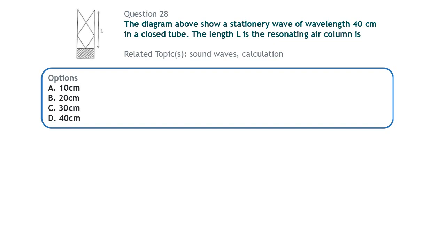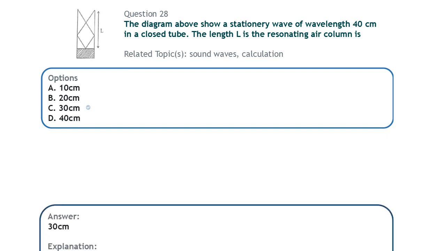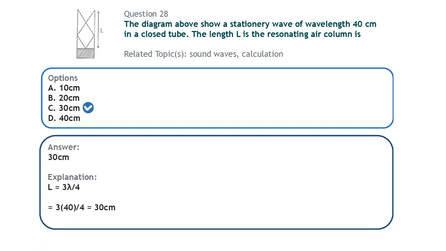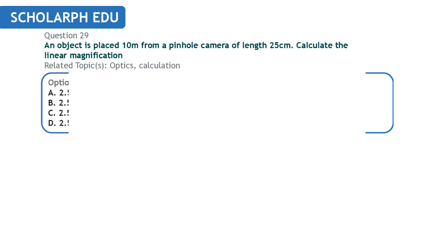Since we have 3 of these, it is 3 times the length of each of them, which is 1 over 4 lambda. I hope this is understood. The length of this alone is 1 over 4, and we have 3 of it here. This is 1, 2, 3. So the length is going to be 3 times 1 over 4, so L is equal to 3 lambda over 4. This lambda here means the wavelength, and the wavelength in the question they gave us is 40 centimeter. So this will just be 3 times 40, that's 120, divided by 4, and that will be 30 centimeter.